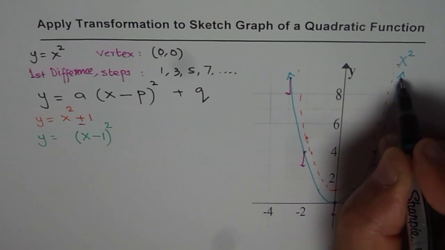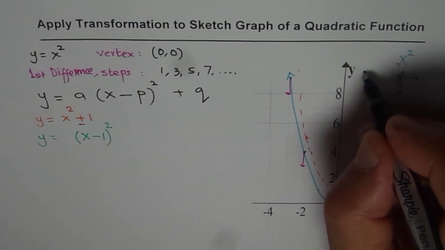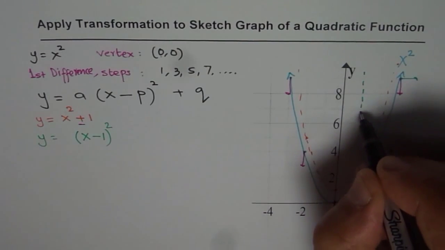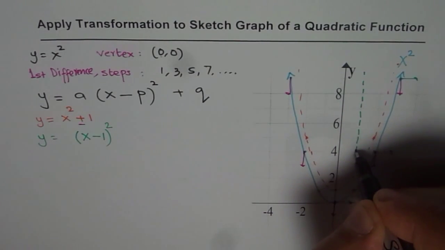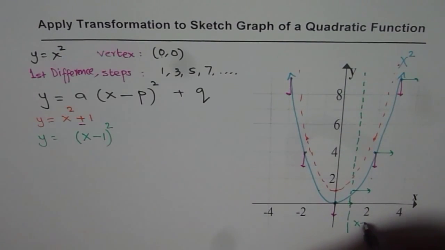So do one side first. And of course, when you move 1 unit right, your axis of symmetry also moves 1 unit right. So your axis of symmetry, instead of being at x equals 0, will come at x equals 1. Do you see that? That becomes your axis of symmetry.